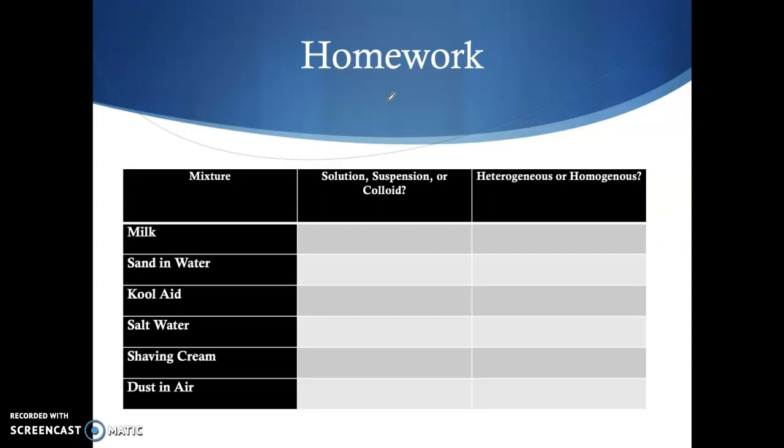So now you have your homework. I want you to try to fill in this table. Each of these are going to be used 2 times. And over here, that means I'm going to have 4 heterogeneous and 2 homogeneous answers, because only solutions are homogeneous. So those should be paired up together.